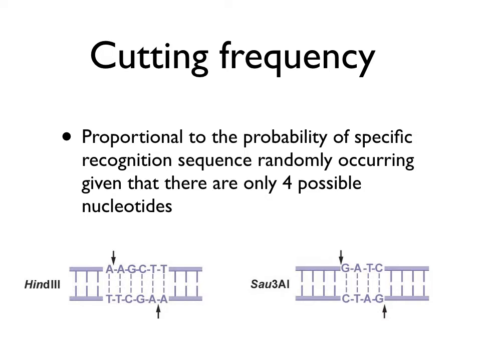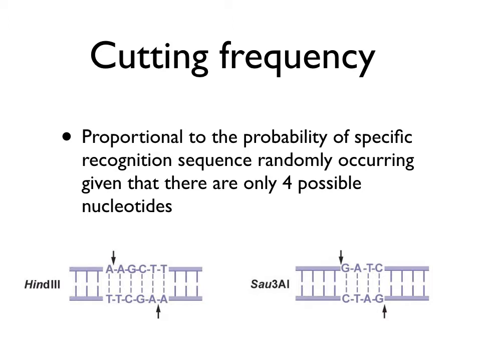So just by chance, you would expect GATC to occur in the genome, that 4 nucleotide sequence, more often than the 6 nucleotide sequence of AAGCTT that HindIII recognizes. Because there are only 4 possible nucleotides, these actually occur pretty often just by chance.